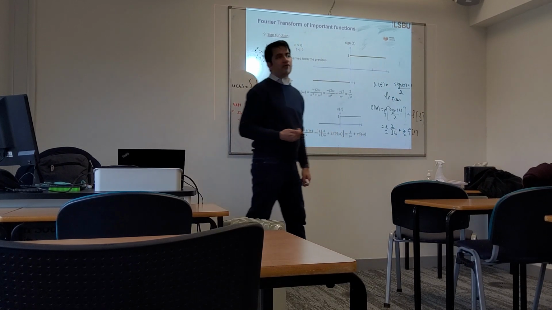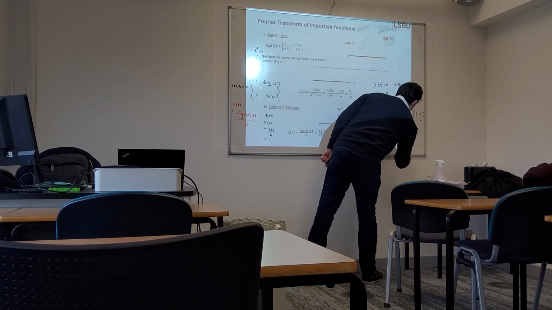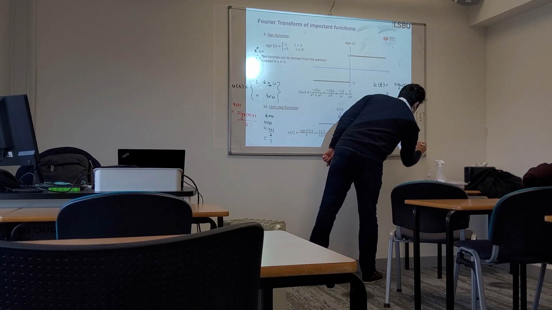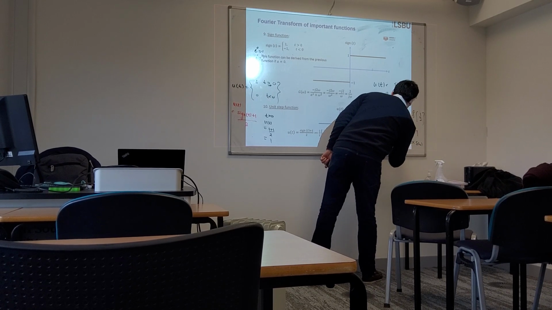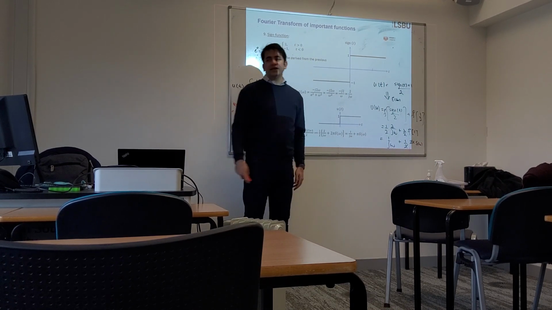I know the Fourier transform of 1 from the duality property. It's 2 pi delta of omega. So it would be 1 by j omega, and finally I get 1 by j omega plus pi delta of omega.